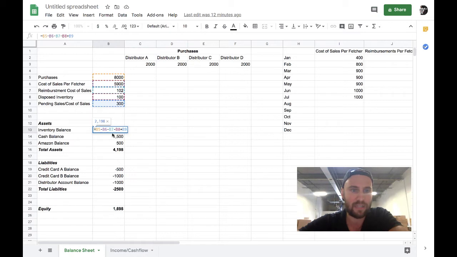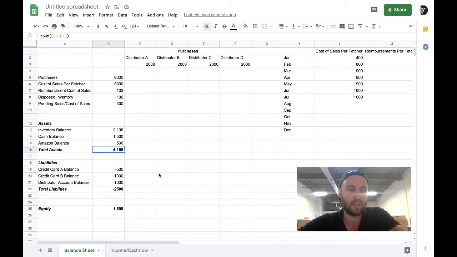So you can see here, subtract, subtract, subtract, subtract, and then add, just as I mentioned here. So that gives us our inventory balance. And then we have our cash balance and our Amazon balance, and that gives us our total assets. And then in our liabilities, we're going to put in our credit card balances and our distributor account balances. Once we do that, we're going to add up the liabilities and then subtract them from the assets, and that will give us our equity.